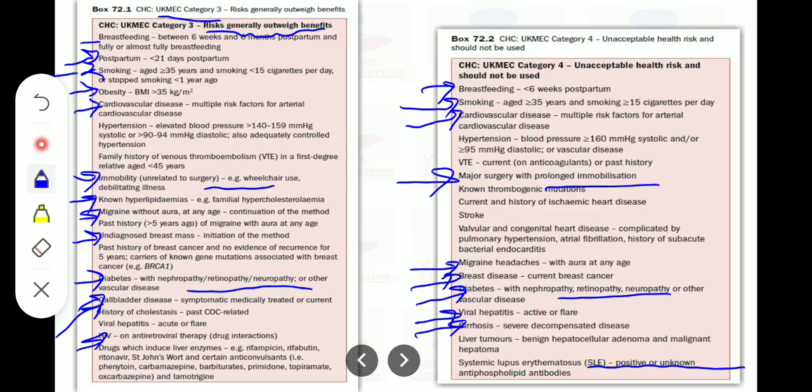In category 3, we also have drugs which induce enzymes like rifampicin, rifabutin, ritonavir, St. John's wort, certain anticonvulsants like phenytoin, carbamazepine, barbiturate, primidone, topiramate, oxcarbazepine, and lamotrigine. Okay, so if you give a little bit of time to these two charts, your life will become easier because several questions come related to these charts as well.